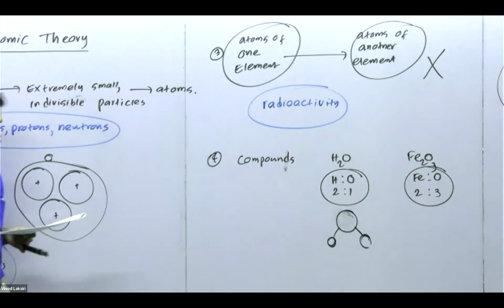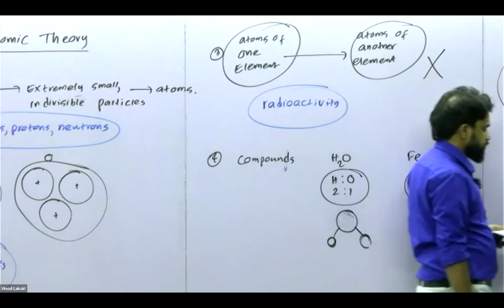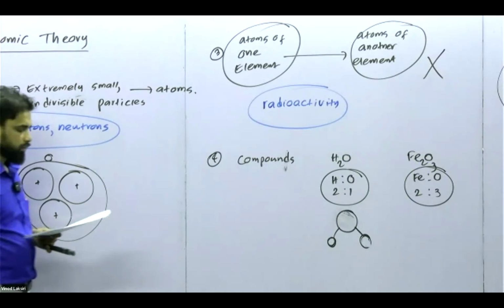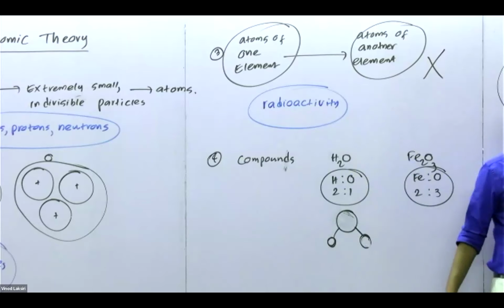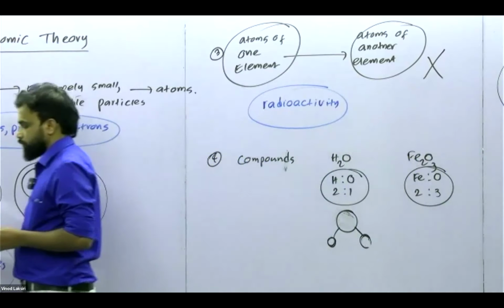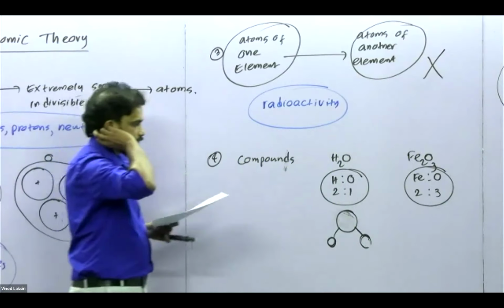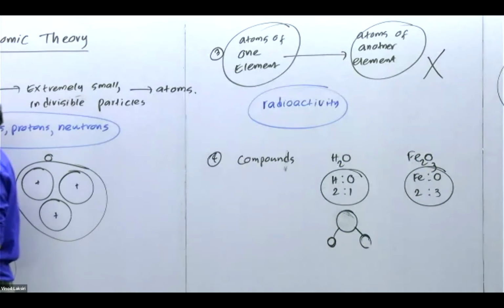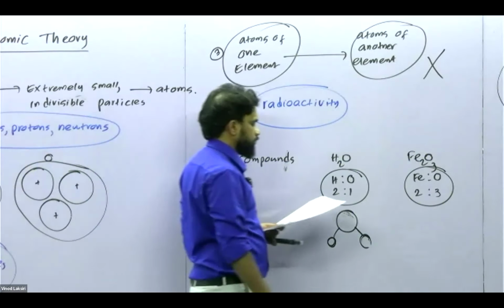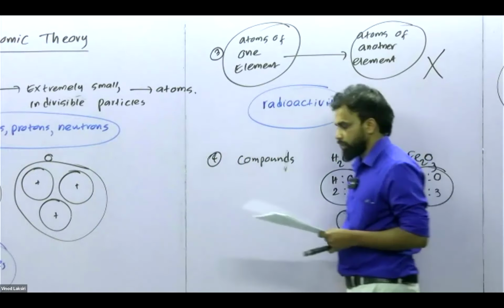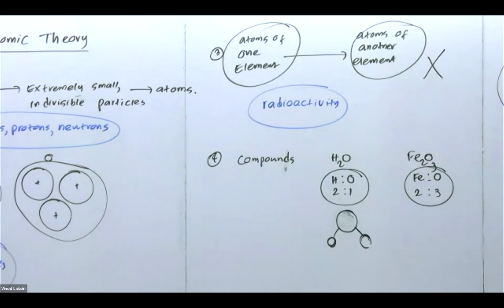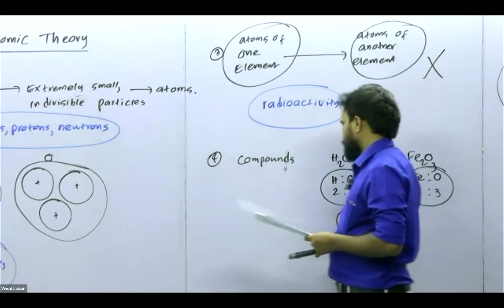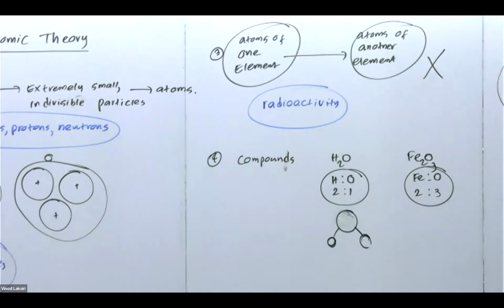Next, the fourth one. Fourth assumption: compounds are formed by the union of two or more atoms of different elements in a simple numerical ratio.